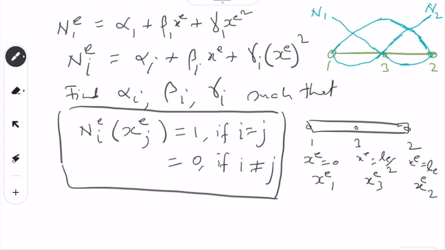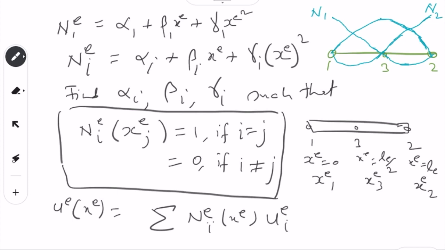And as we have written earlier, u(x) will be the summation of N_I(x) multiplied by u_I, right, and this will be I equal to 1, 2, 3 in your case, because this is a quadratic, where N itself is a quadratic function, like this one, and hence it is going to interpolate. Okay. So, pictorially this will look like this one.